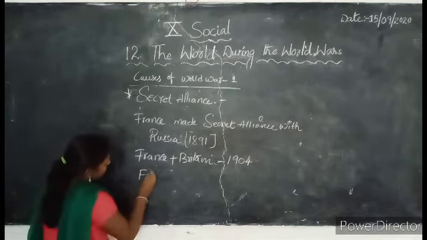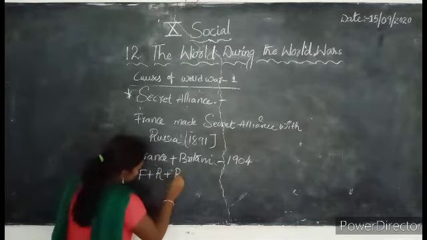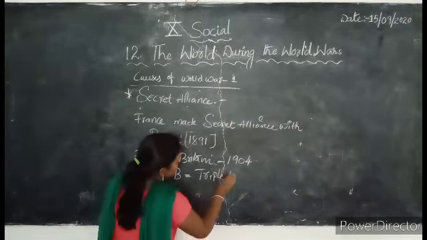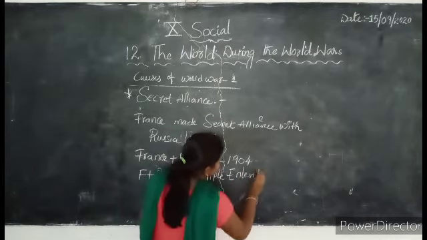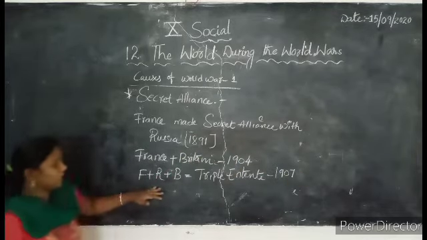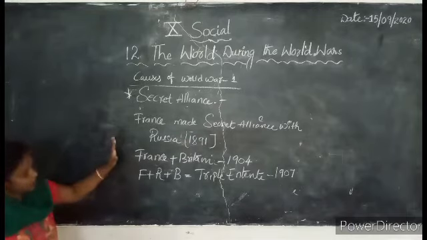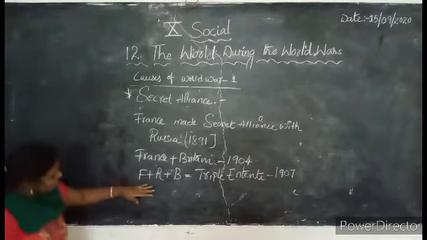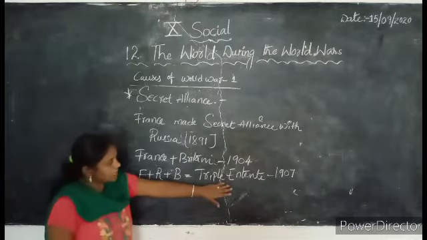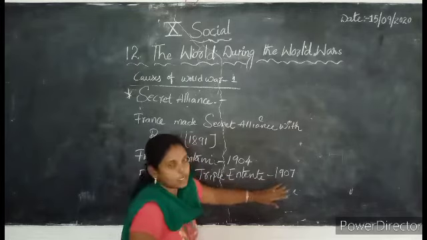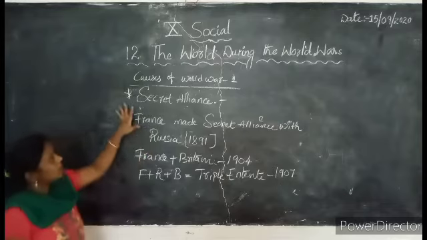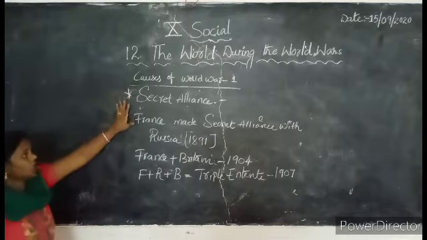So France plus Russia plus Britain formed what? The Triple Entente. Which year? In the year 1907. The Triple Alliance we have seen in the last topic. Here also again three countries joined together, and we are calling it the Triple Entente in the year 1907. What are the countries? France, Russia plus Britain.